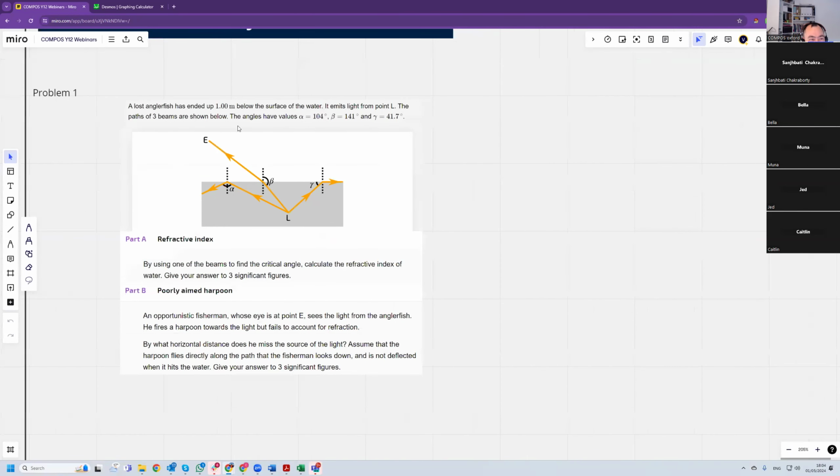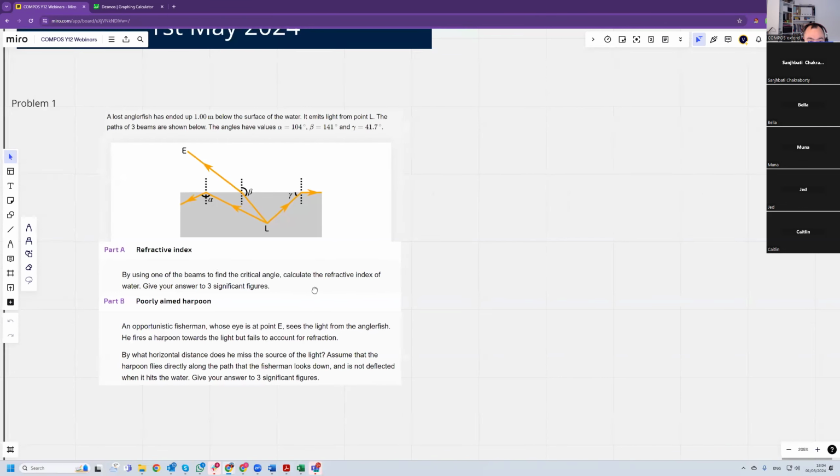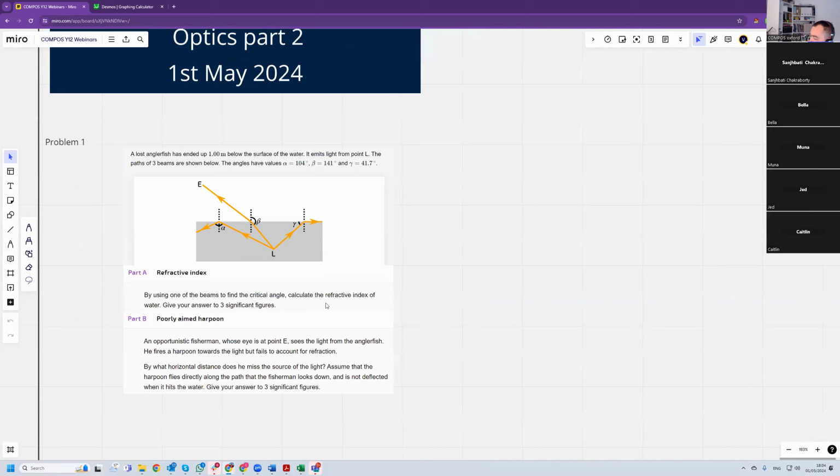The paths of three beams are shown below. The angles have values 104, 141 and 41.7. By using one of the beams to find the critical angle, calculate the refractive index of water. Give your answer to three significant figures. So which angle would I need to use out of the three if I want to find the refractive index of water using the critical angle? Gamma, yes, certainly. We'll need to use gamma.